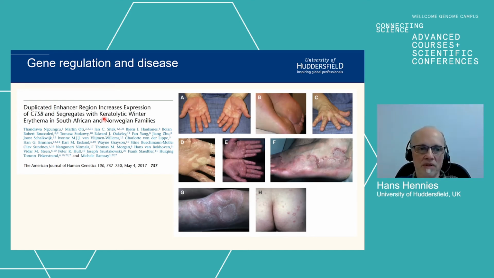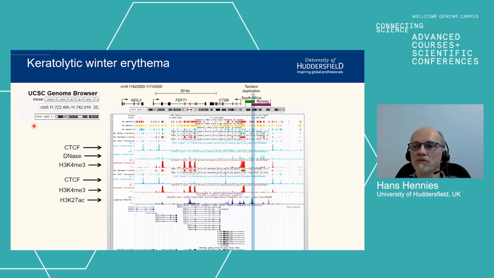These are cases of the so-called keratolytic winter erythema, an autosomal dominant peeling skin disease, which is particularly frequent in South Africa. Cathepsin B was long known as a candidate gene for the disease, initially based on linkage analysis, but mutations were never found within this gene. So further analysis involved a genomic sequencing approach, and actually they found an overlapping region between the candidate region in South African patients and Norwegian patients, and this overlapping region is outside the cathepsin B gene.